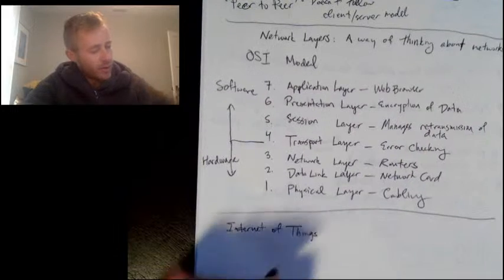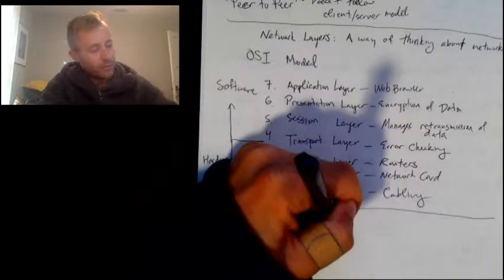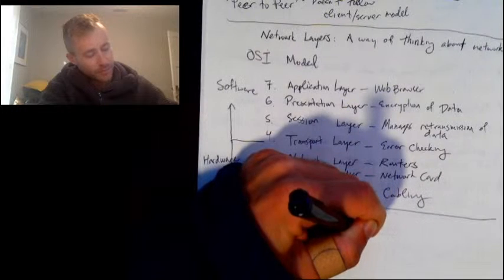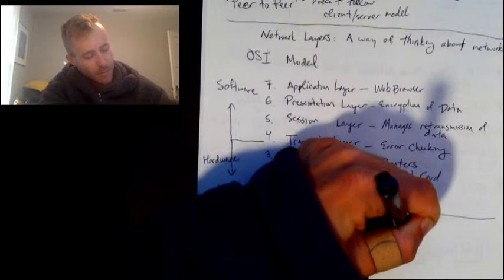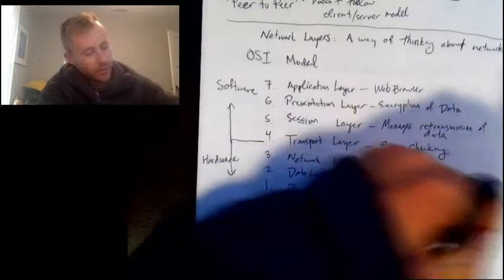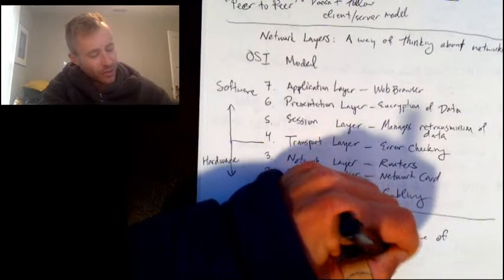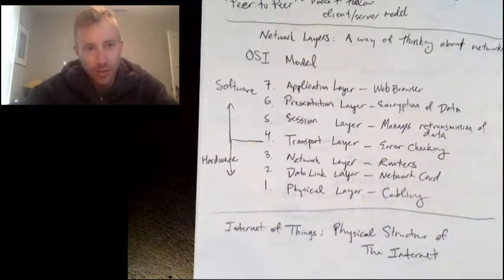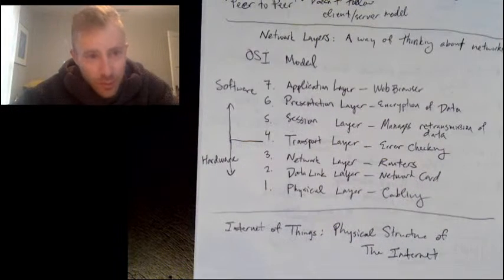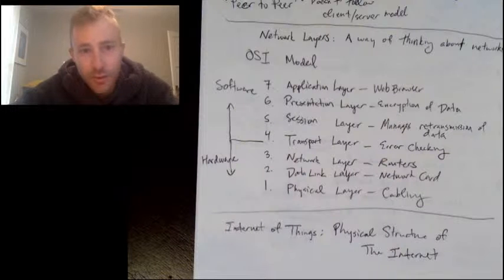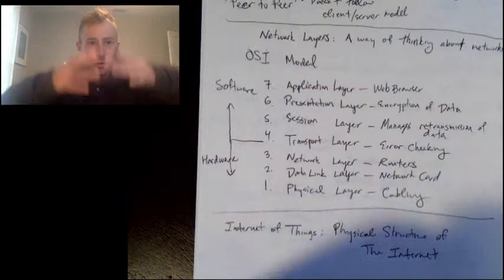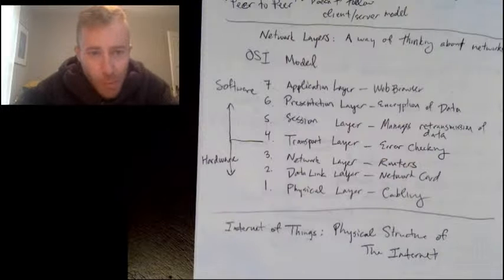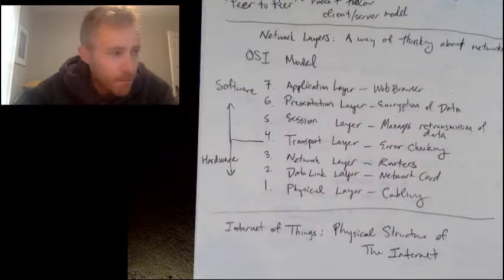But when we talk about the Internet of Things, this is talking about the physical structure of the internet. So what is the internet actually composed of? All the computers that are on the internet, all the servers, all the cabling, all that stuff is called the Internet of Things. So the actual physical things that comprise the internet, not the websites and so on.